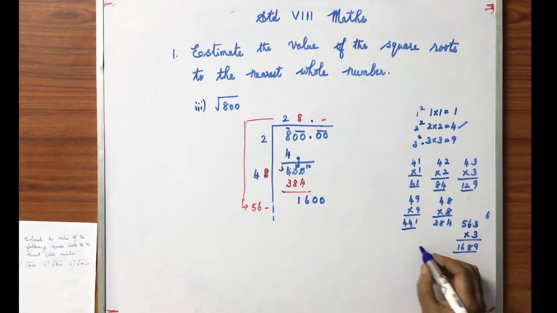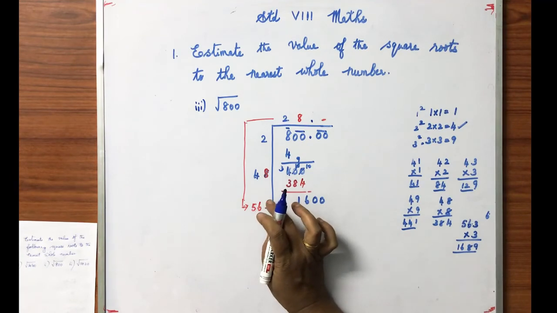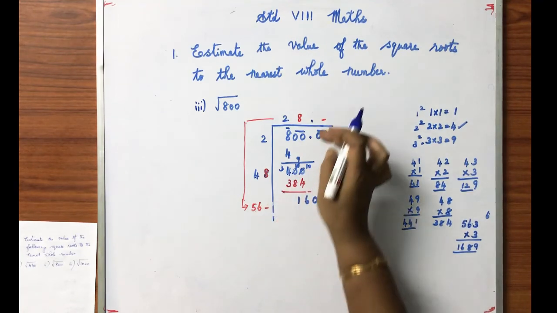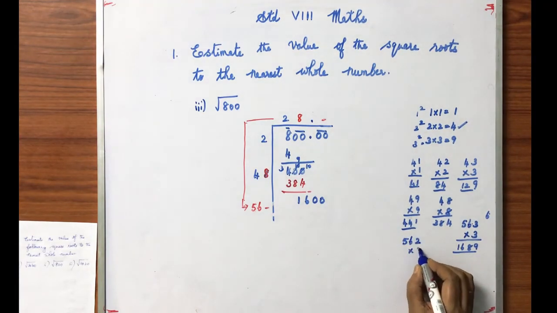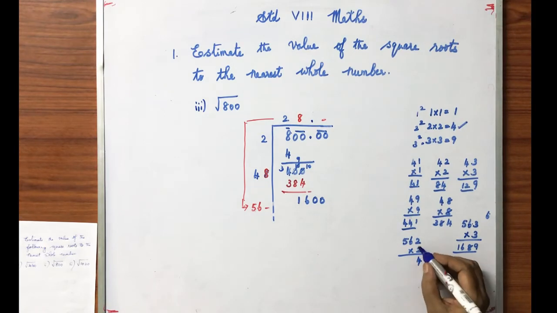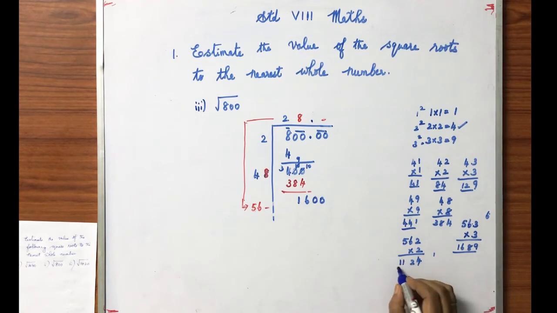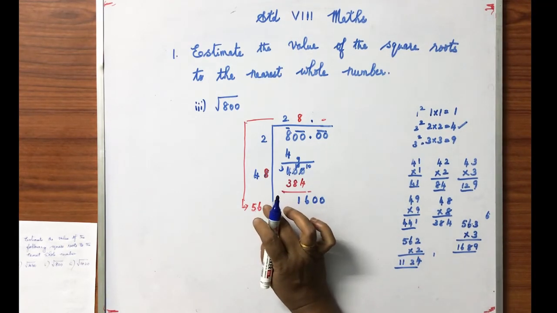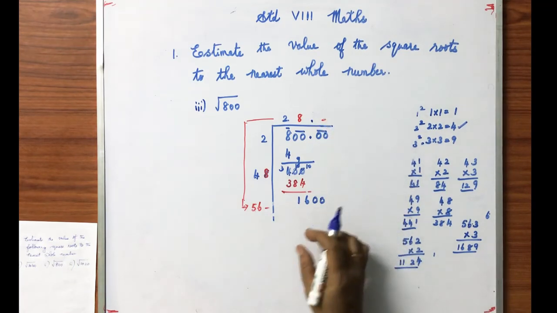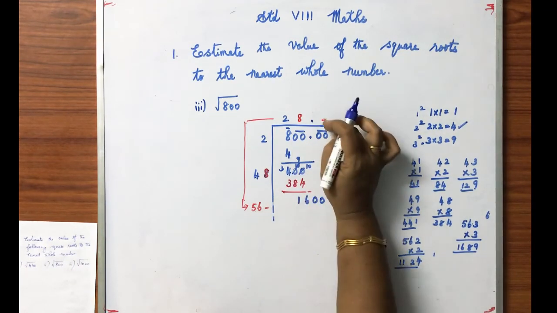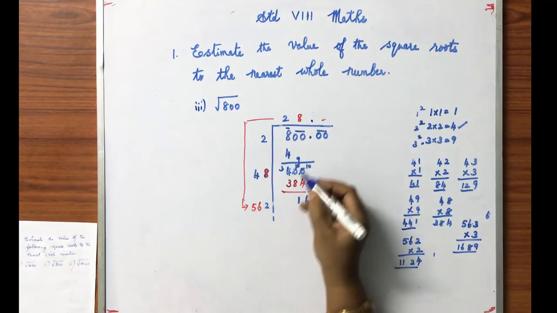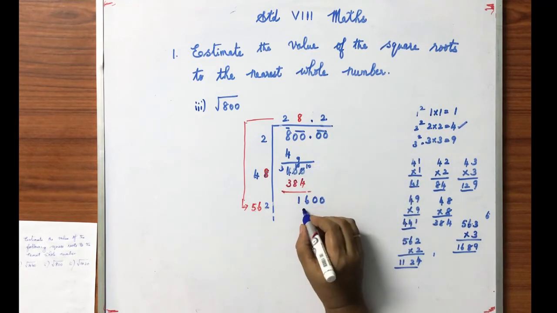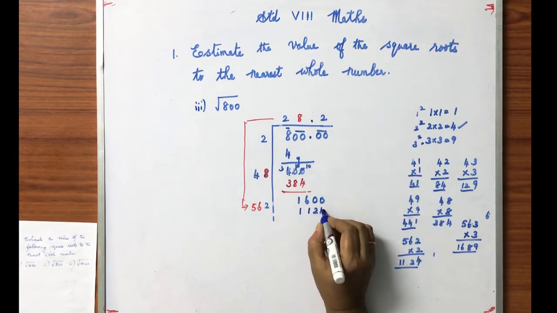So what we have to do? We have to try with 2. Writing 2 here, same 2 should be written on the top. So 562 into 2. 2 2s are 4, 6 2s are 12, balance 1, 5 2s are 10 plus 1, 11. Remember, when we are writing the number here, the same number should be written on the top. We have to multiply only the number which we are writing. We should not multiply with 22. So the same 2 should be written on the top. So 1124.